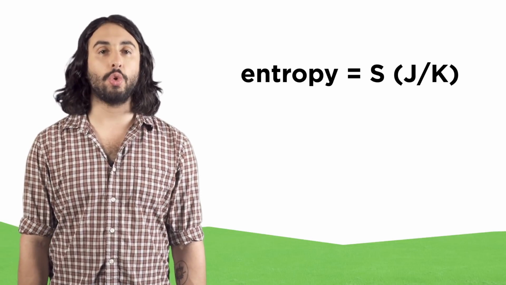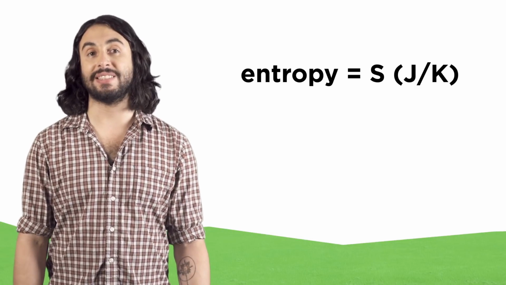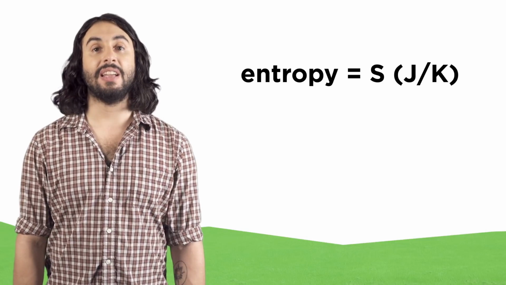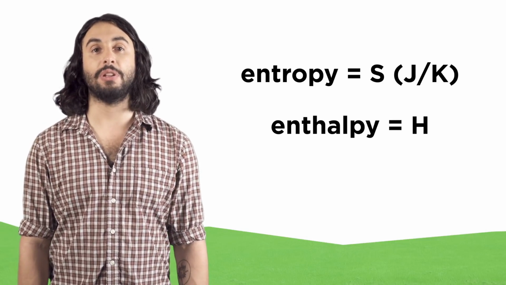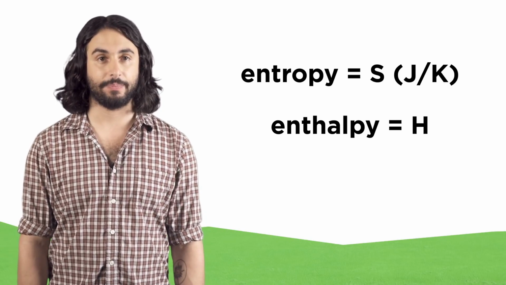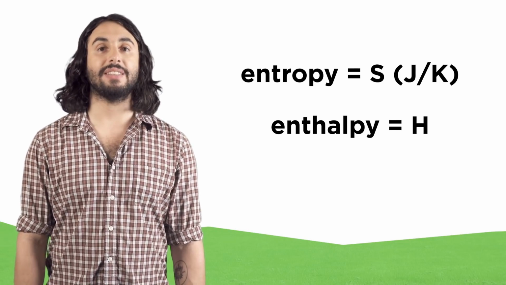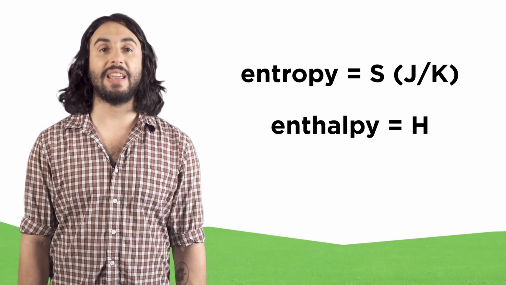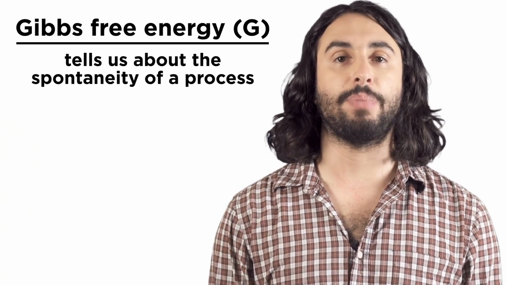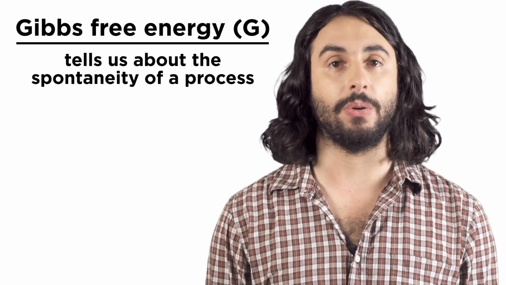Entropy is measured in joules per Kelvin. Note that entropy is not a measure of energy itself, but of how energy is distributed within a system. It is enthalpy, the thermodynamic quantity we learned about before, that is more accurately describing the energy of a system. As we will see, enthalpy and entropy intricately relate to tell us something about the Gibbs free energy of a system. G, or Gibbs free energy, tells us whether a process will be spontaneous or not, meaning if it will simply happen on its own.